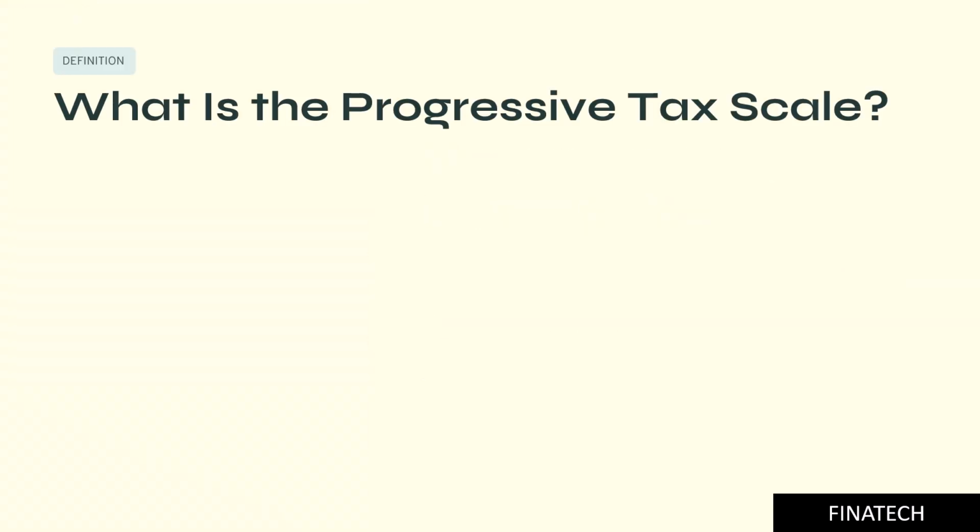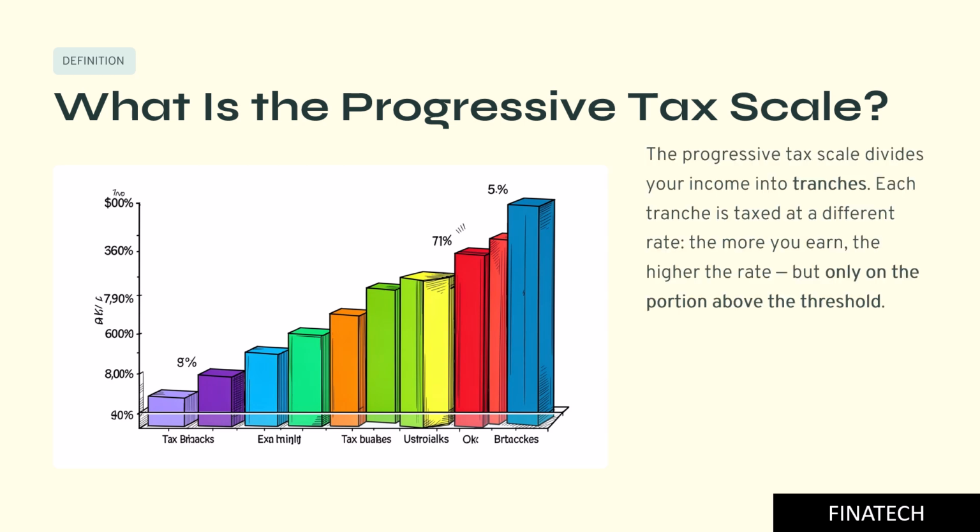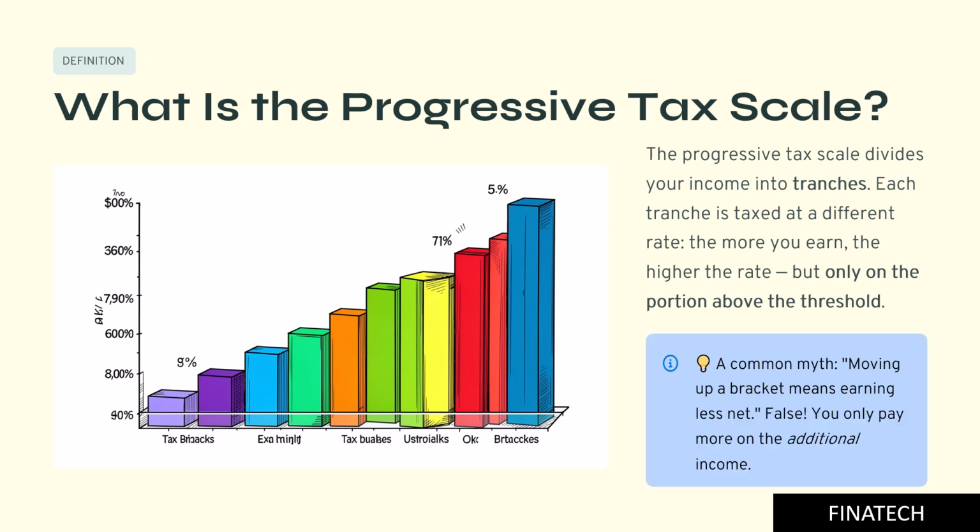By definition, what is the progressive tax scale? You see in this bar chart, the progressive tax scale divides your income into tranches. Each tranche is taxed at a different rate. The more you earn, the higher the rate, but only on the portion above the threshold.